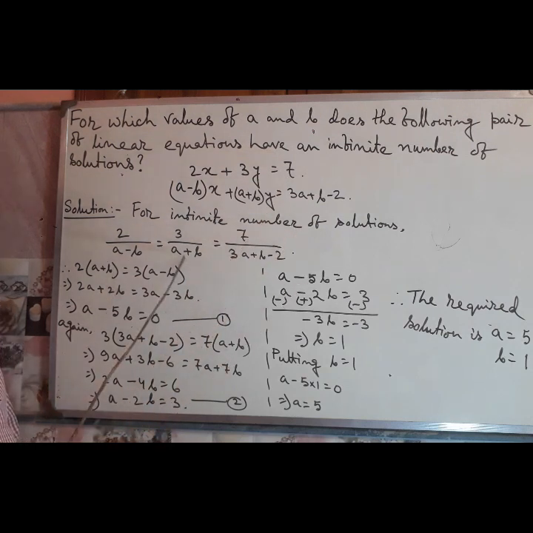Now comparing these two, that is 2 by (a minus b) is equal to 3 by (a plus b). By cross multiplication we will get an equation, a minus 5b is equal to 0.